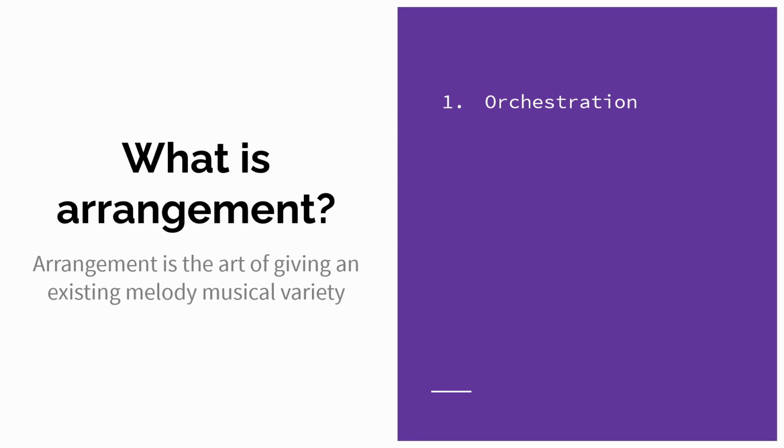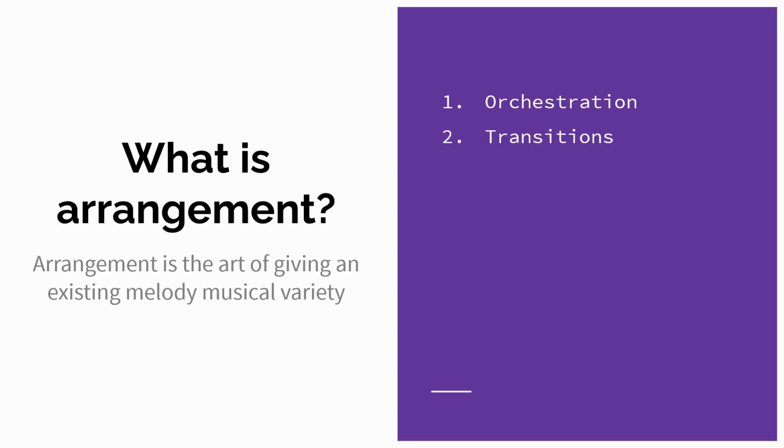So for example, is your melody played by a retro vintage synth? Is it played by a violin? Is it played by a whole violin section? Is it played by the human voice? Is it played by something else entirely? That is orchestration, deciding the instrumentation of how you present your musical idea.